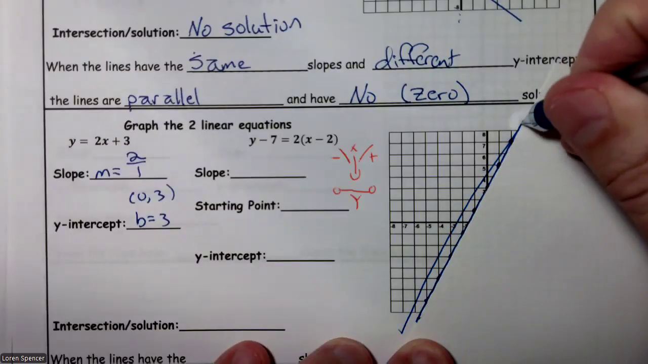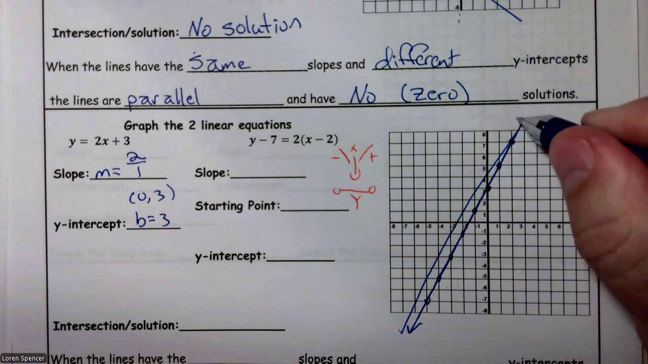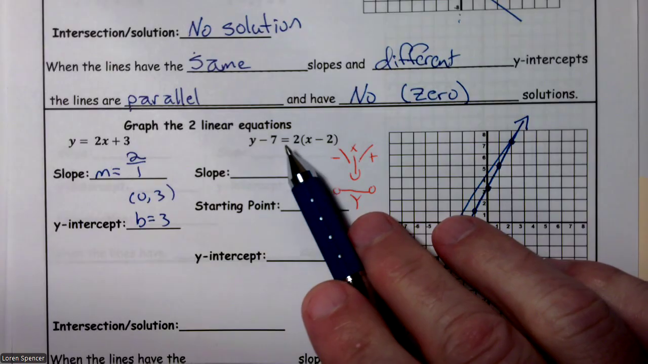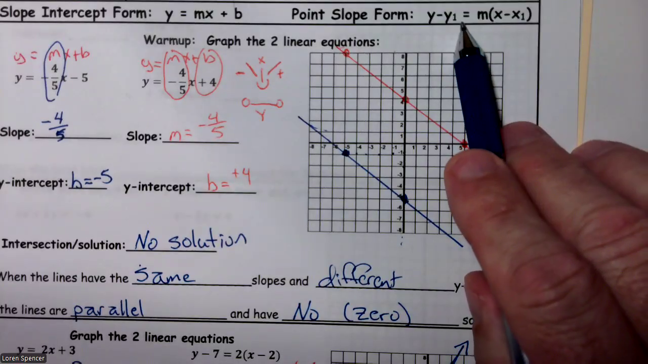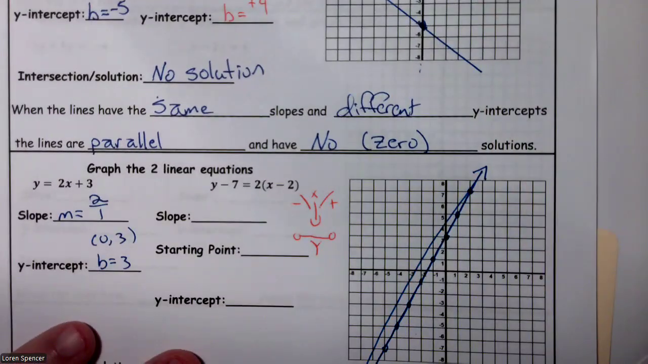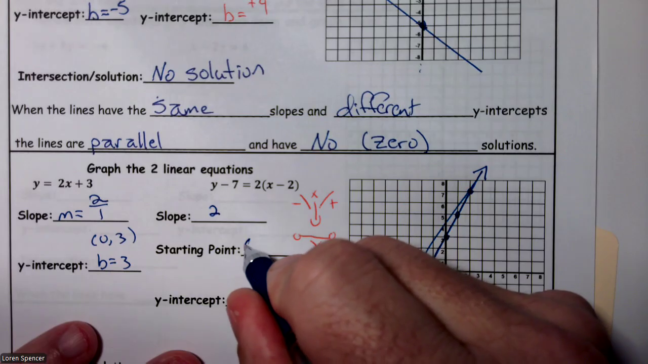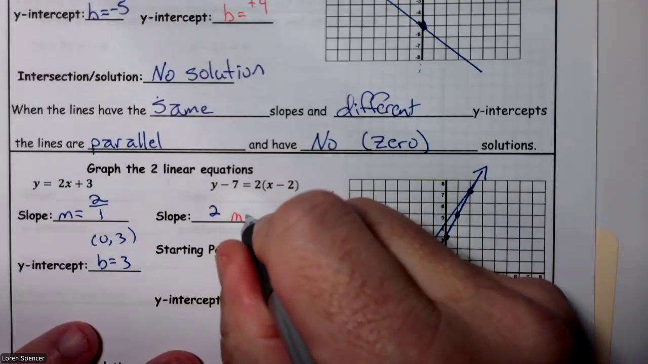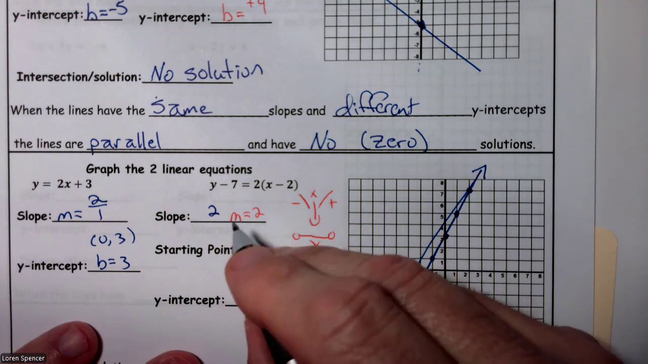Oops, looks like I got two lines there, but it's this one right here. I'll put arrows on the correct one. And when we look at this one, this is in point-slope form, which is y minus y1 equals m times x minus x1. Once again, this 2 is our slope, and our starting point, and I should make this in red, so our slope is 2, and our starting point is 2 and 7.